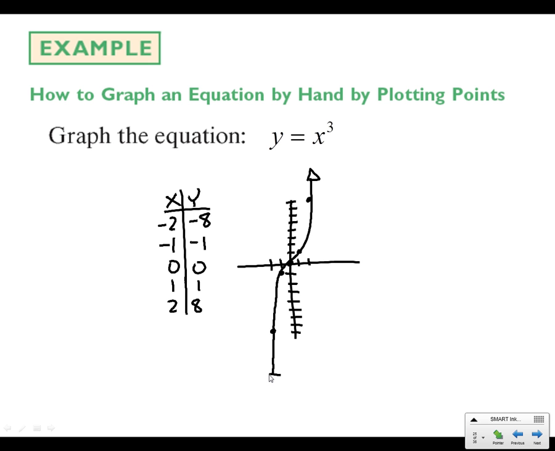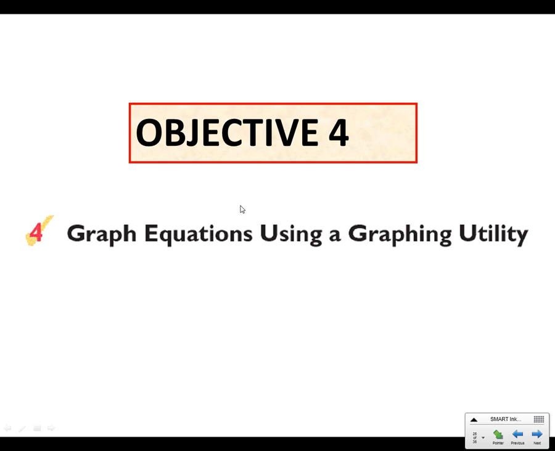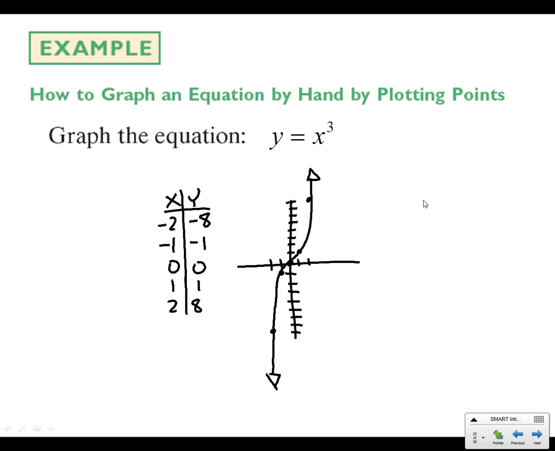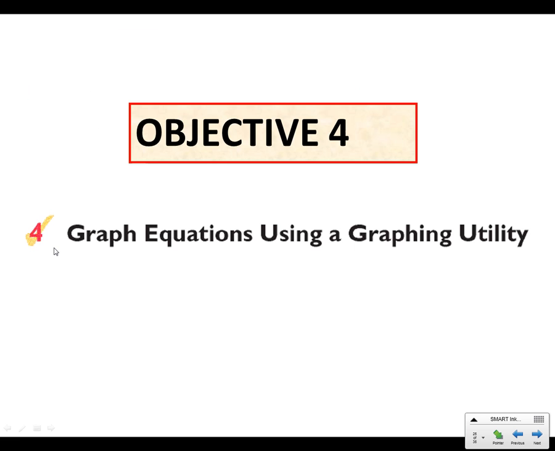Okay. Oops, let's try not drawing the arrow. There we go. All right, so we'll take a look at one more here. Oh, that's it. So none for you to try, but just an example of how to plot points by hand.